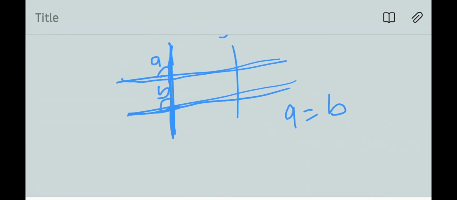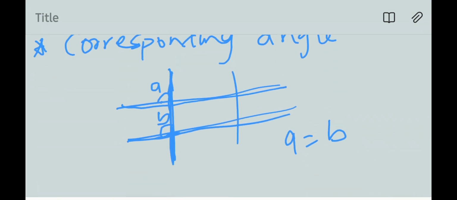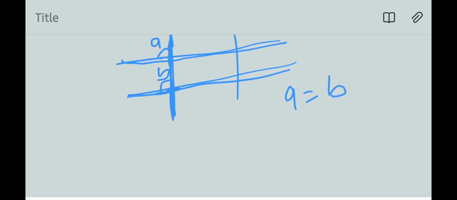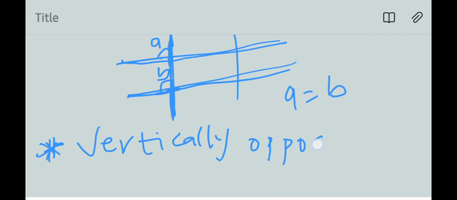So the next one we're going to talk about, I don't want to make this video too long. I will do another video to explain the remaining types of angle that we have. We're going to talk about what we call vertically opposite angles. Vertically opposite angles too are equal.